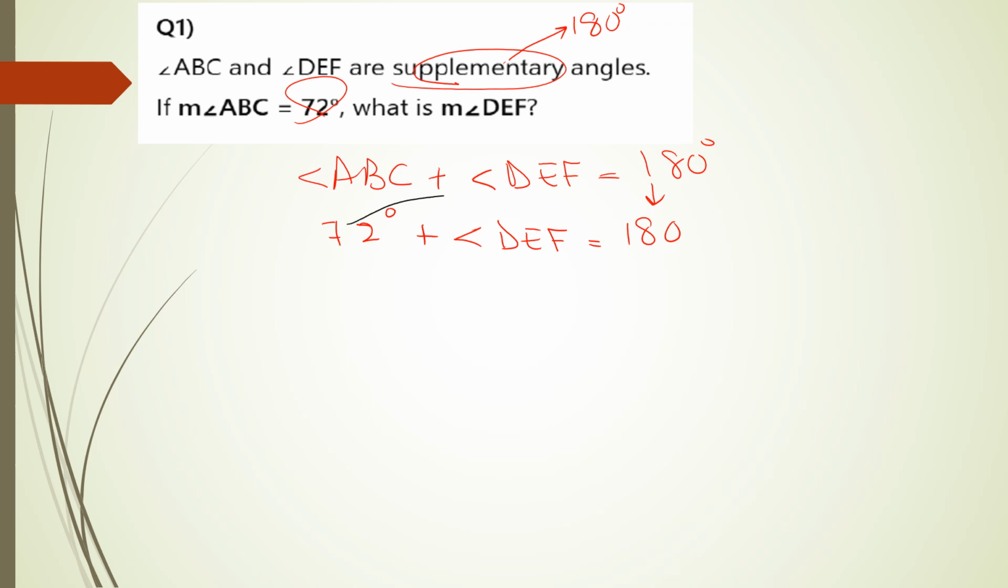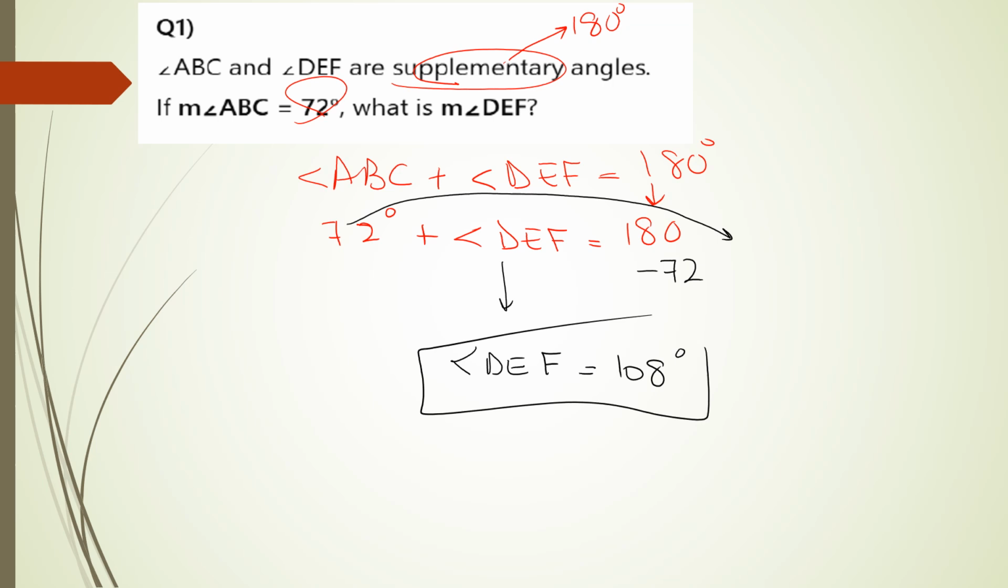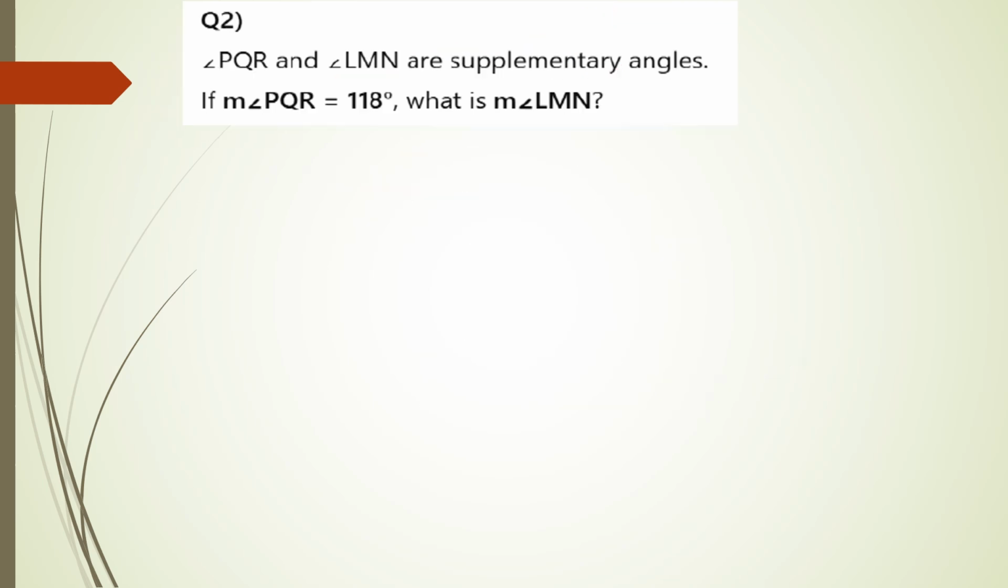Bring the 72 on the other side, plus 72 goes on the other side, becomes minus 72. Copy down angle DEF equals to 180 minus 72 gives you 108 degree. And if you add 108 plus 72, you will get 180.